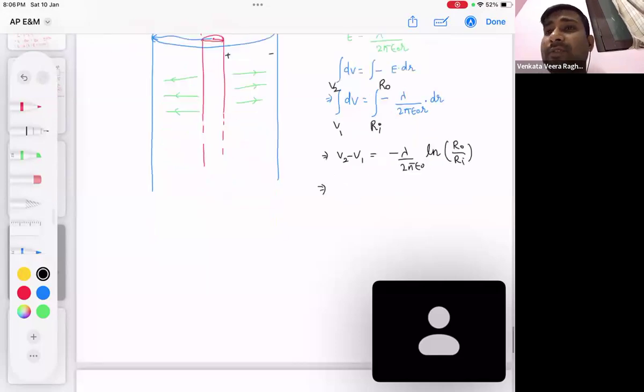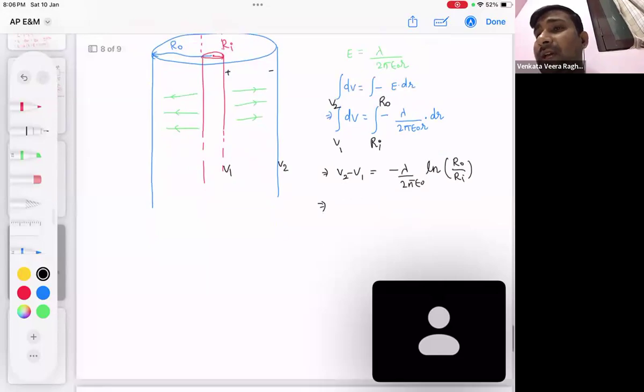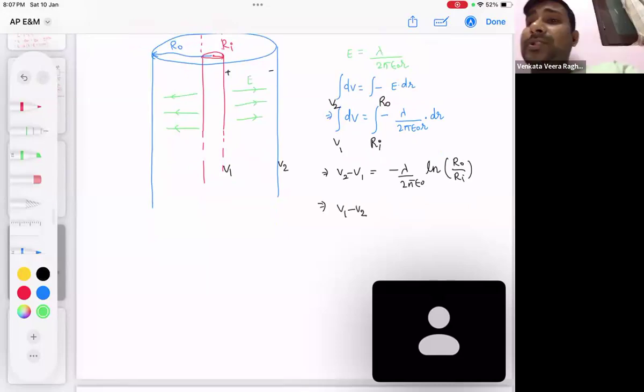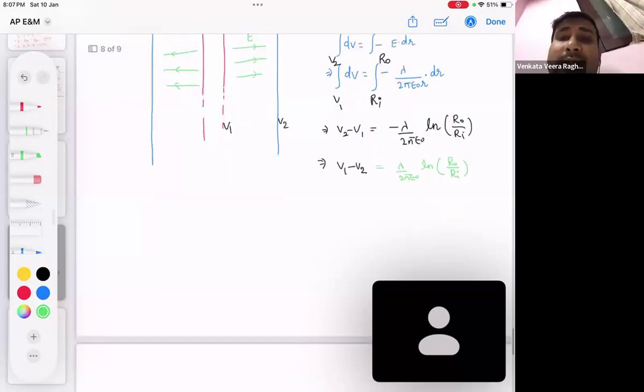And V1 is greater than V2. V1 is which potential? This potential. V2 is this potential. Okay. So V1 is a high potential, na, because look at the direction of field. Field is always from which direction? High potential to a low potential. So V1 minus V2, if we calculate, we get lambda by 2 pi epsilon naught ln of outer radius by inner radius. So this is the delta V, isn't it?